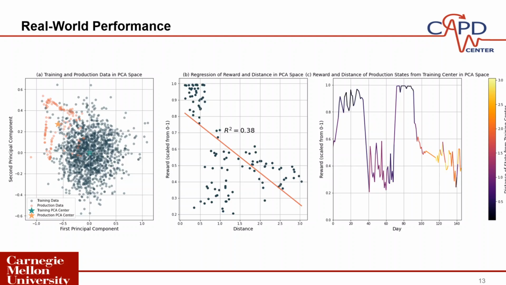So inventory levels were very low. As you can see, the distance started to increase, not dramatically in PCA space here, but it did start to move, and rewards were significantly lower because it wasn't producing on a daily basis as it should.